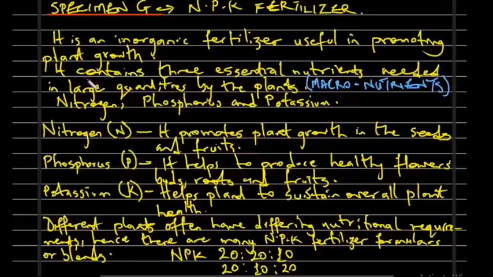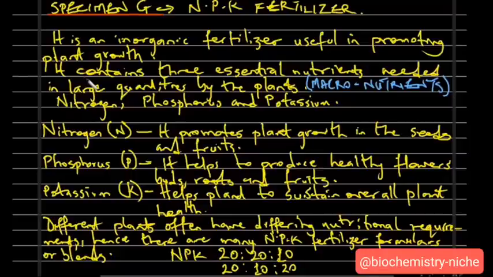So looking at these 3 elements now, they have their very major function in the combination. The nitrogen promotes plant growth in seeds and fruits. That is the basic function. It breaks dormancy in seeds, so it promotes growth in seeds and fruits. And then the phosphorus helps to produce healthy flowers, buds, roots and fruits. That is its own function. While in the case of the potassium, it helps the plants to sustain overall plant health. So basically these three elements are very essential for plants to do well.